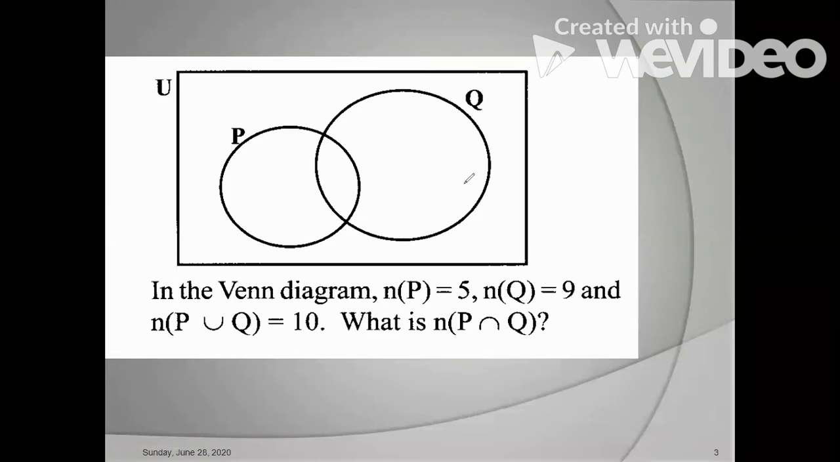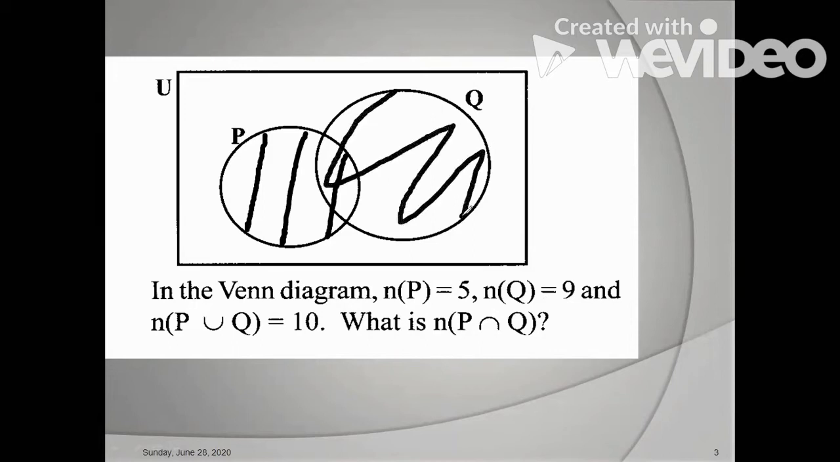So let's examine this question. The total number of elements in set P is 5. So this entire area here is part of set P, and set P touches set Q. So some of this 5 is also contained in Q. Likewise, all of Q is 9, but some of that 9 is also contained in P.